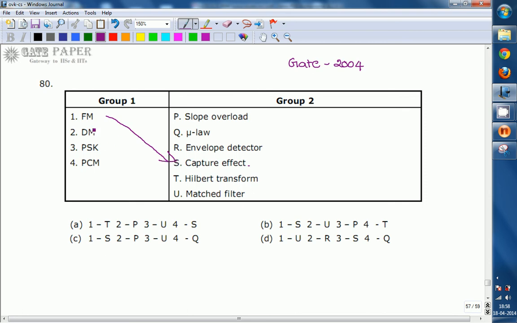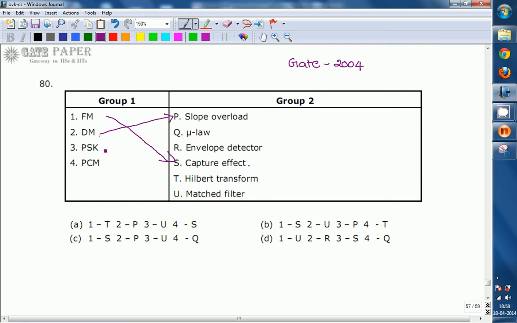The second one is delta modulation. We know that in delta modulation, slope overload distortion and granular noise always occur. That is the drawback of delta modulation. So 2 is matched with P. The next one is PSK, that is phase shift keying.